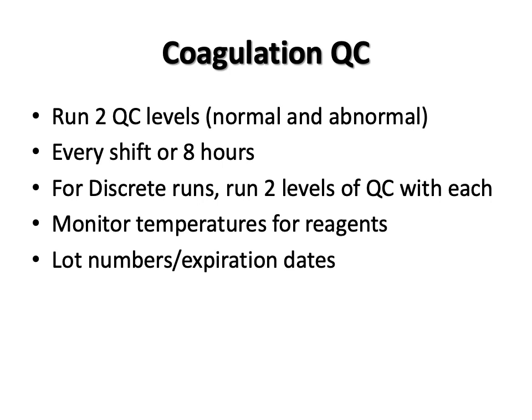Coagulation quality control should include two levels of QC, one normal and one abnormal. It should be run every shift or at least every 8 hours. And for discrete or individual runs, these two levels of QC should be run with each, and you should monitor temperatures, lot numbers, as well as expiration dates of reagents.